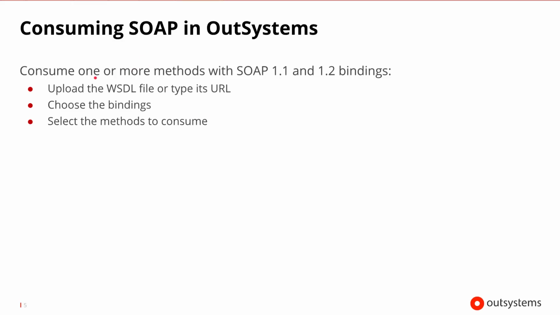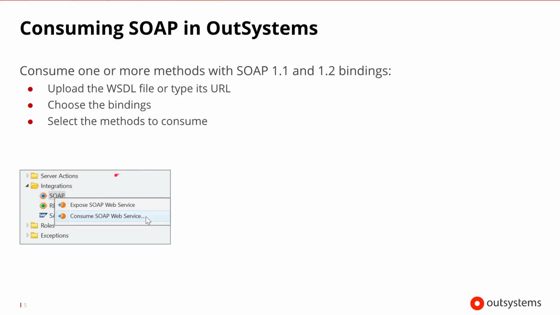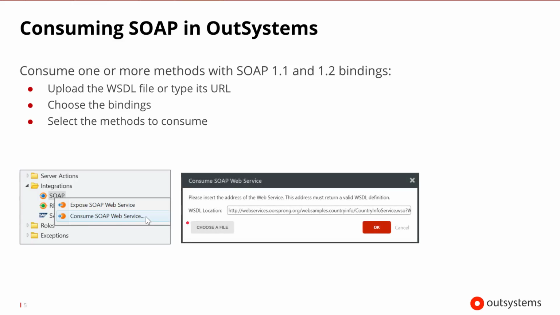And if we wanted to consume one or more methods that are part of a SOAP version 1.1 or 1.2 service, then there are a couple things that we would have to do. The first thing we'd want to do is say that yes, we're going to go ahead and consume a SOAP web service. So we would go to the Logic tab under Integrations, right-click on SOAP and go ahead and say Consume SOAP web service. And from there, we'd have to describe where the WSDL file is going to be for the service that we're going to be consuming.